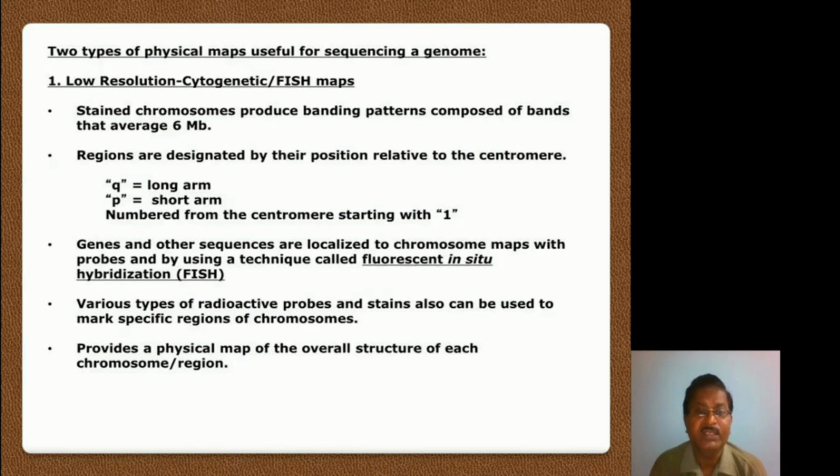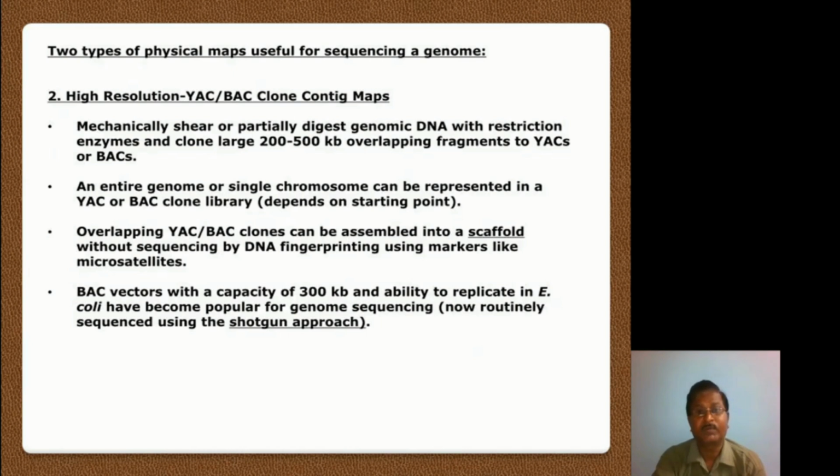Genes and other sequences are localized to chromosome maps with probes, using a technique called fluorescence in situ hybridization, FISH. Various types of radioactive isotope probes and stains can also be used to mark specific regions of chromosomes. Then it provides a physical map of the overall structure of each chromosome or a region of the chromosome. The second type of physical map very useful for sequencing a genome is called a high resolution map, YAC or BAC clone contig maps.